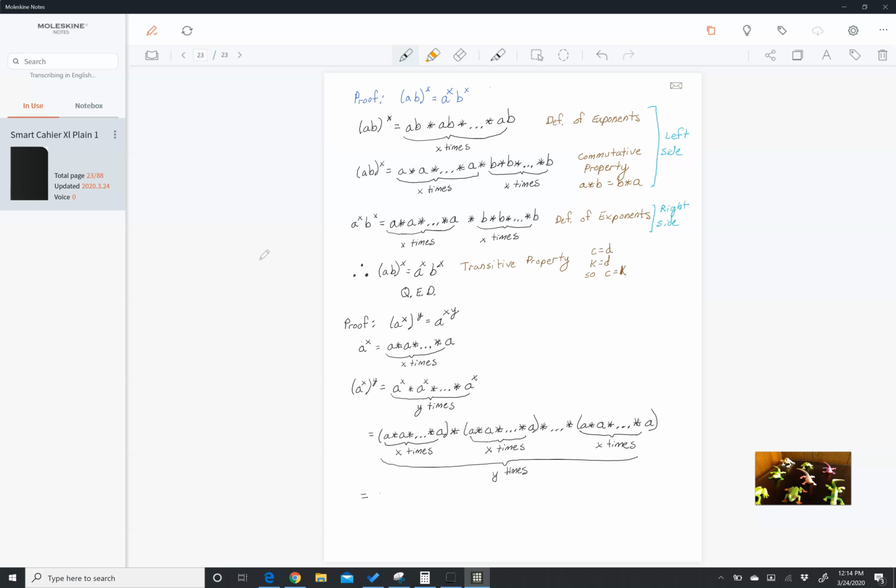We know that this is equal to a happening x times y times. And the reason that we know that is the definition of multiplication. We have x things, so this is x plus another x plus another x plus another x, and that's happening y times. So a short way of writing x plus x plus x plus x y times is just x times y. That's where the x times y came from.